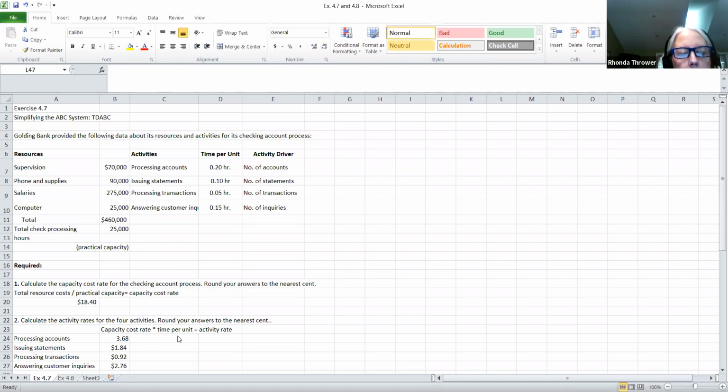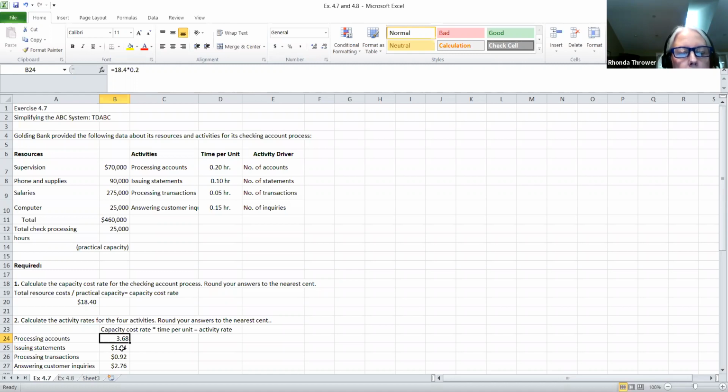And we're going to multiply it by the time per unit in each one of the activities. So we'll start with the processing accounts, since that's the first activity that they started with. And what we will do is we'll take the $18.40 and multiply it by 20 parts of 1 hour. And that will give us the activity rate for processing accounts.